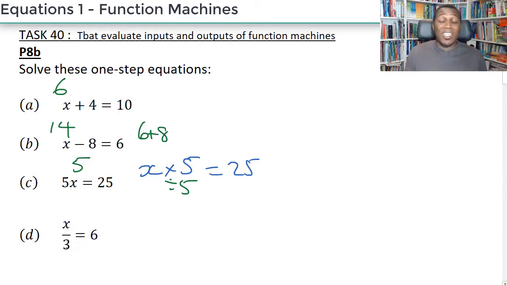And then the last one here, the temptation is to put 2 as the answer. Again, 6 divided by 3. It's just so tempting. You know, this 3 is down there, the 6 is up there. No.